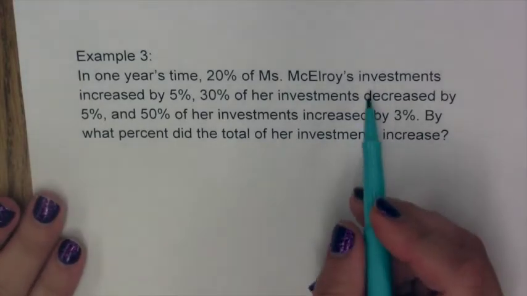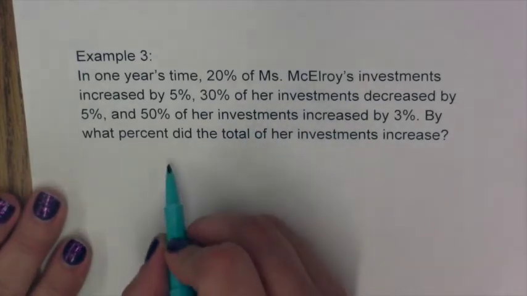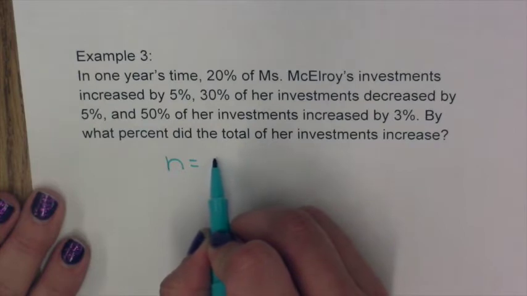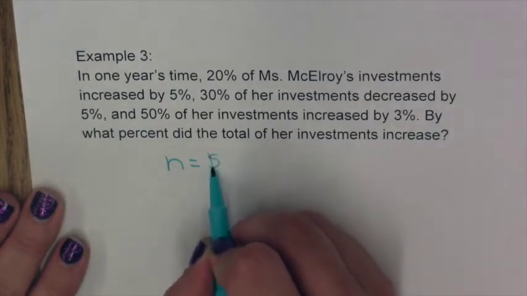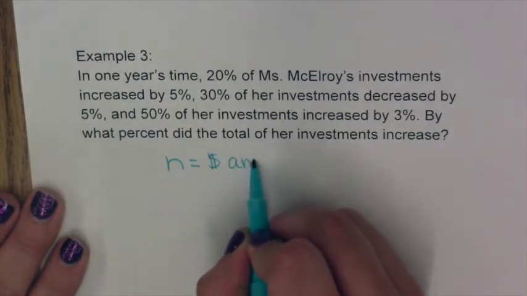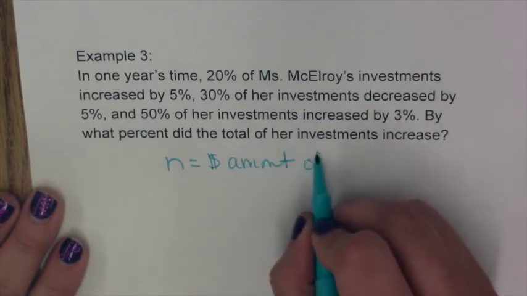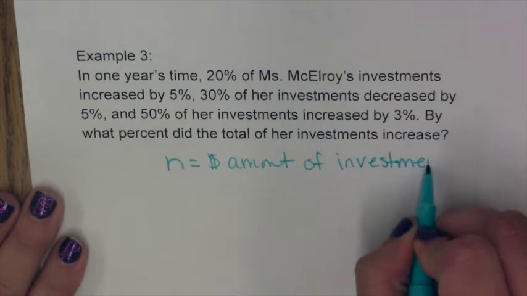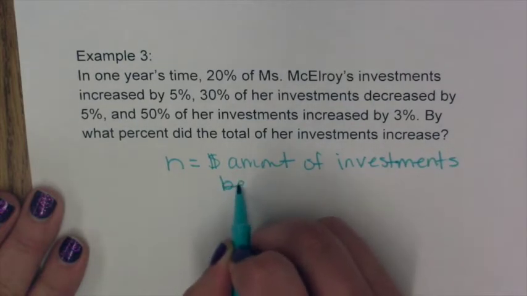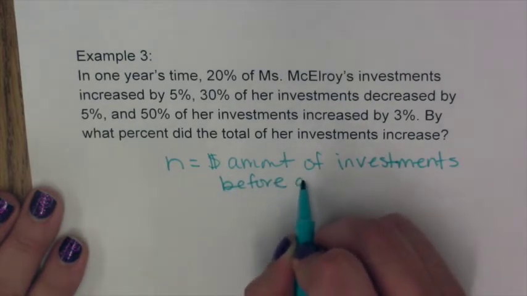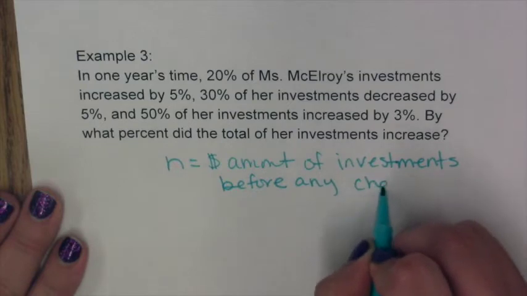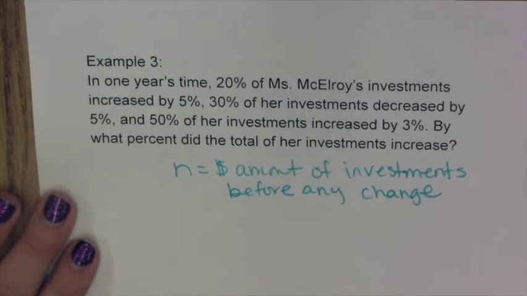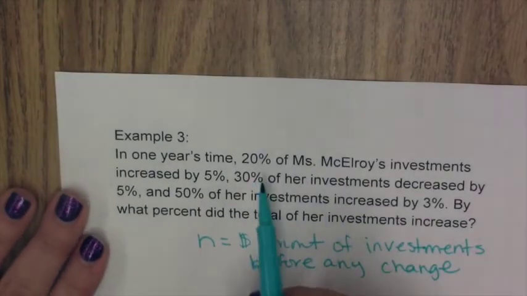All right, so we're talking about her investments, and let's give a variable to her investments before anything changes. So I'm going to use N again, is the dollar amount of investments before any change. All right, so let's look at this first part.